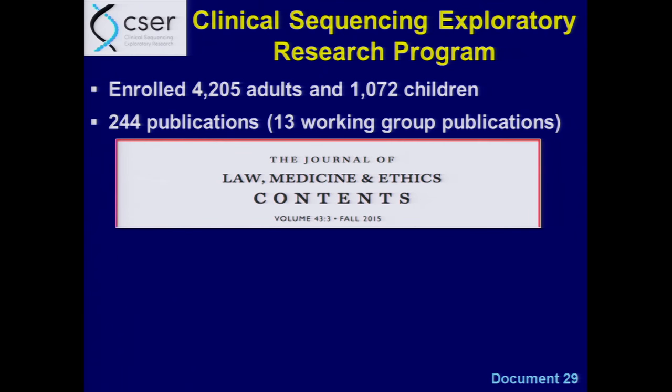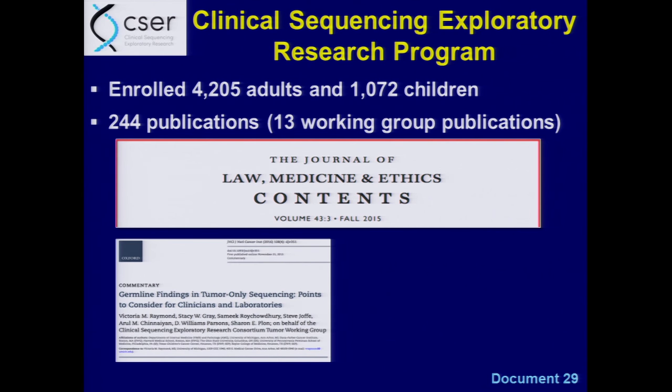For example, a special issue of the Journal of Law, Medicine, and Ethics was published in the fall of 2015 with several articles authored by CSER investigators. The special issue focused on ethical, legal, and social implications issues involved in the return of genomic results and incidental findings to family members, including after the death of a research participant.